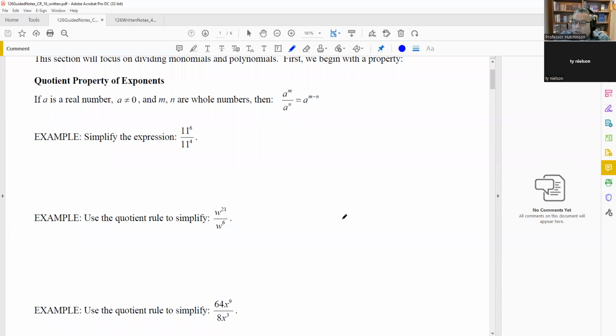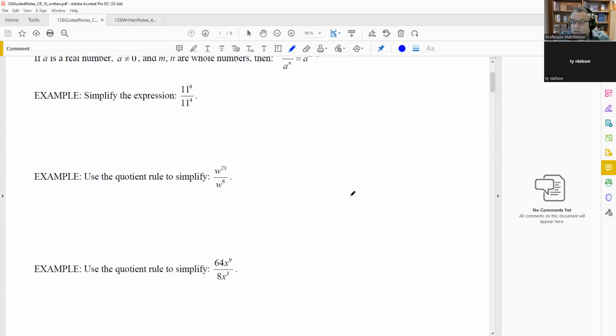So the first thing we're going to talk about is the quotient property for exponents. If you're dividing two things with the same base, you're going to subtract the exponents. That's what we're actually going to be doing on these first couple problems here.